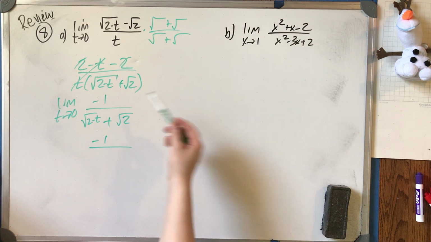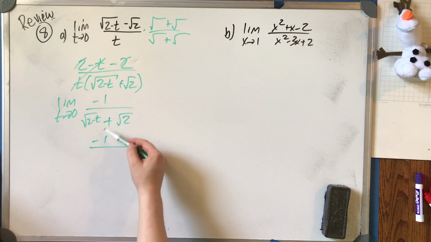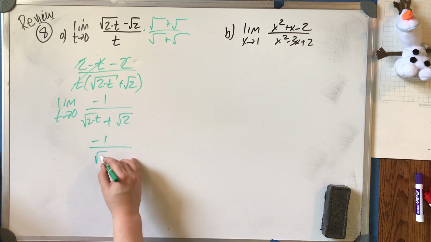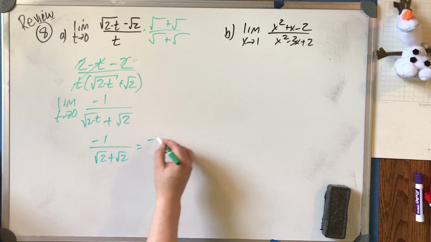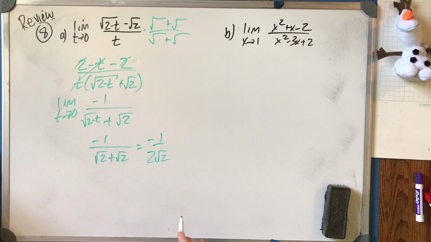All right, I had to pause there for a second. I wrote this wrong. This was plus, plus, plus. So this actually makes sense. Now I get square root of 2 plus the square root of 2. So this is going to be a negative 1 over 2 square roots of 2. Done.